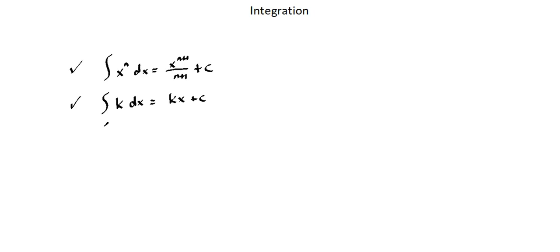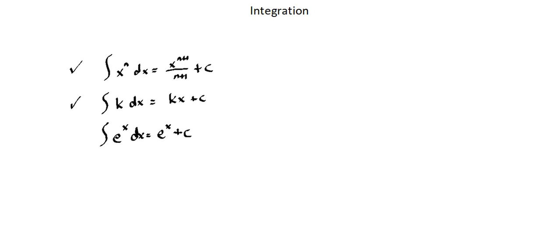For exponents, the integral of e to the power of x with respect to x is e to the power of x plus c. As the derivative of e to the power of x is e to the power of x, the integral of e to the power of x, going backwards, is e to the power of x plus the integrating constant c.